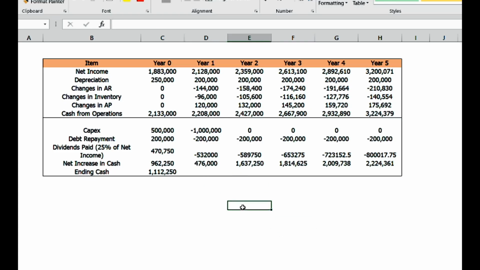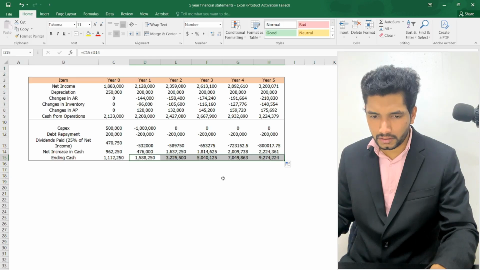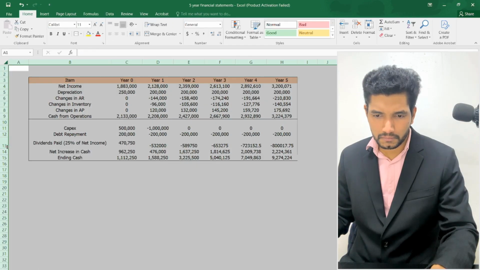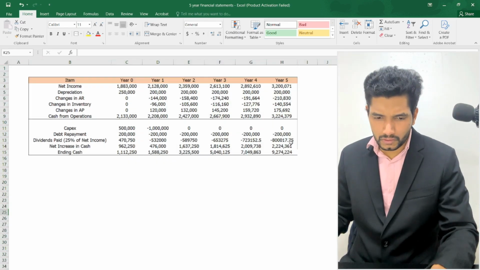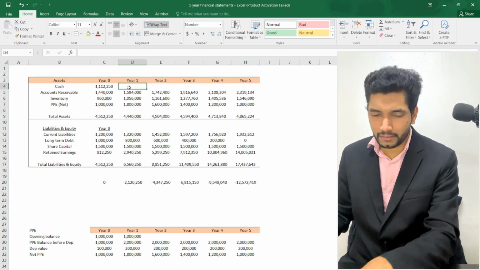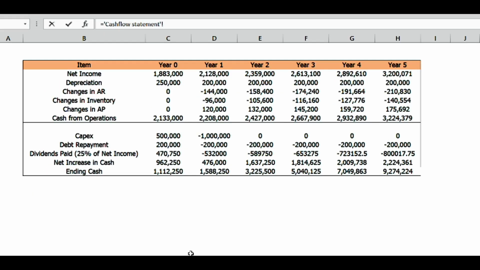Then let's come to the ending cash balance. The ending cash balance will be the previous ending cash balance plus net changes in the cash. So this will be my ending cash balance, and I am applying this throughout the years. With the same cash balance, I have to apply the balance sheet as well. So in year 1, I'm taking from here.